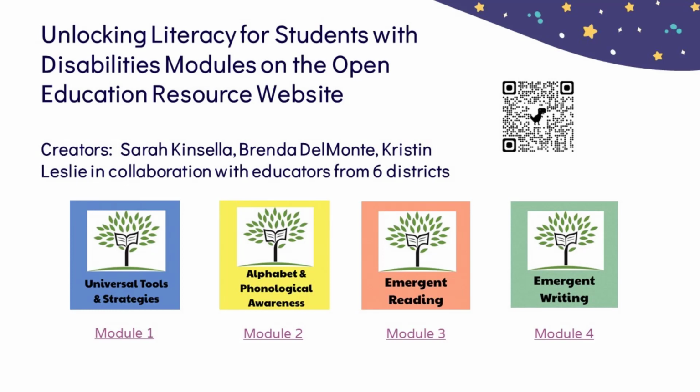But it is to a point where we really want to share this out, get it out to people to try, and allow you all to collaborate with us to improve the modules as you have ideas and stories to share. So the first module is on universal tools and strategies. We'll give a little preview of that one. Then a second module, alphabetic and phonological awareness, then emergent reading and emergent writing.